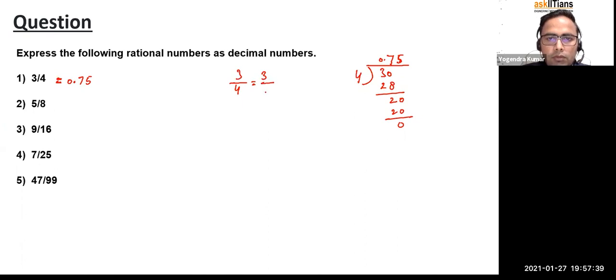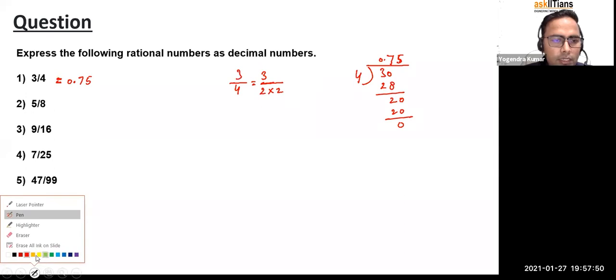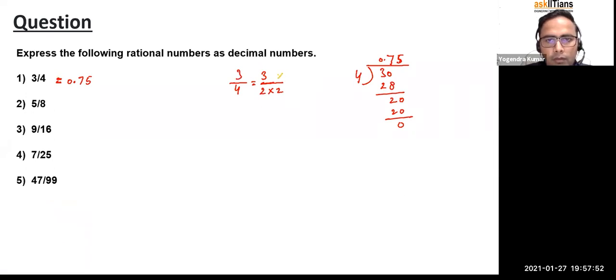Now I said we can do this without long division also. How can we do that? 3 divided by 2 into 2. Now there are two 2's. Can I multiply by 5 here, 5 down? Because if we multiply a number by the same number up and down, it is indirectly like multiplying by 1, so it doesn't change the value, right? That's what I'm doing here.